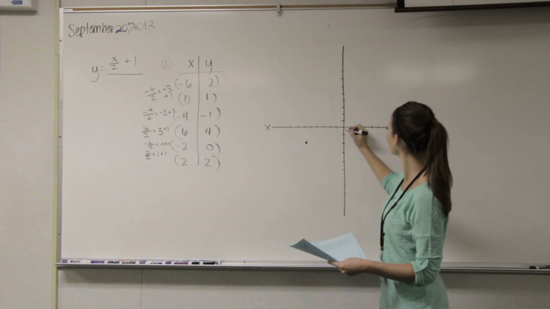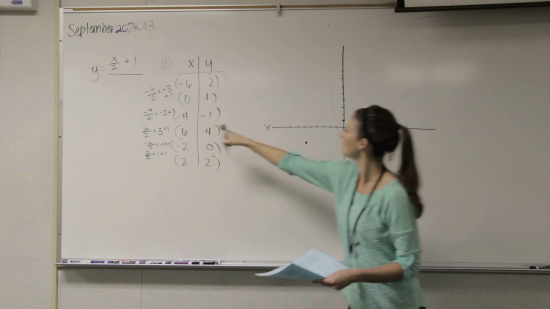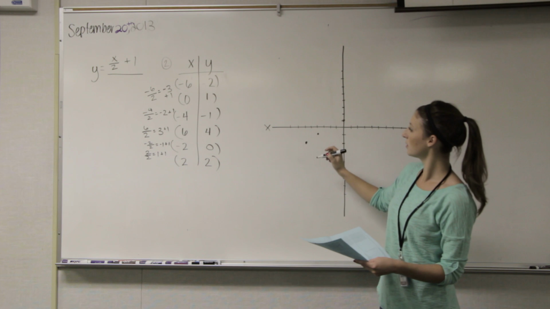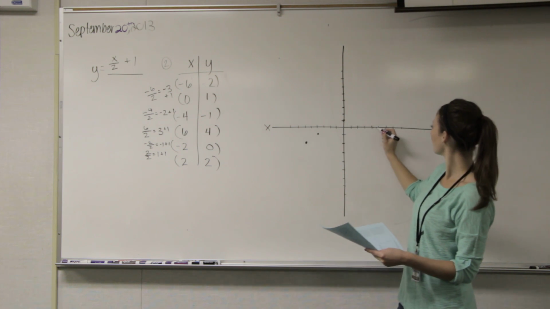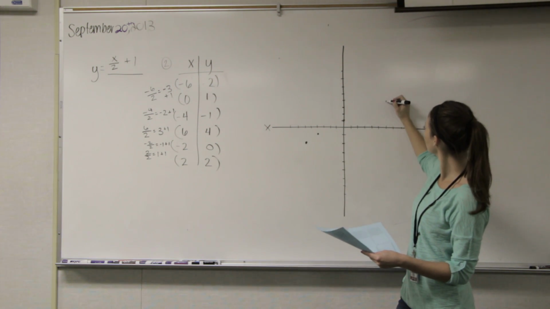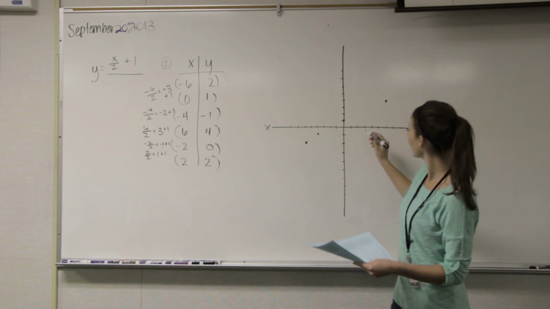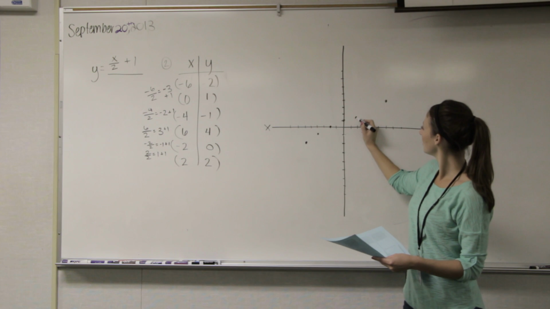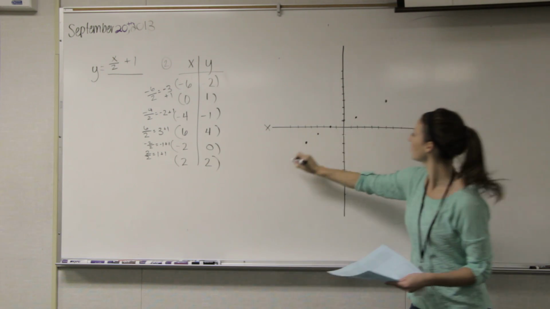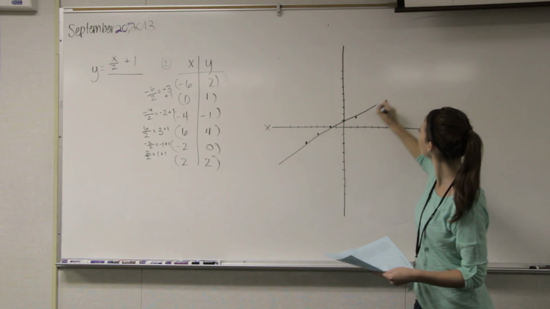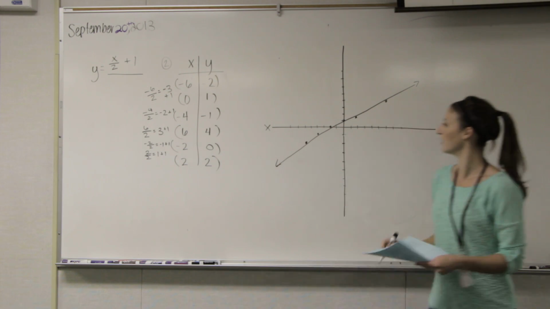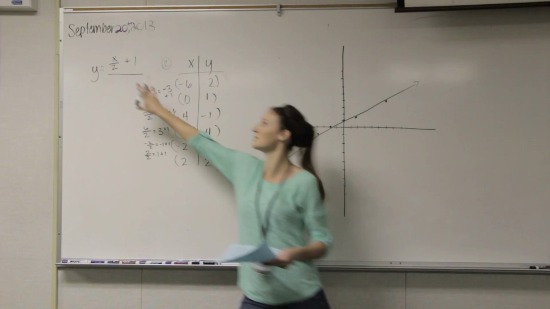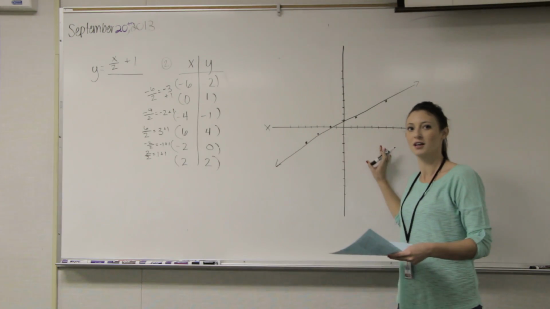0, 1: 0 on x, up 1 on y. -4, -1: 1, 2, 3, 4 left, down 1. 6, 4: 1, 2, 3, 4, 5, 6, up 4. -2, 0, and then 2, 2. And I can see, even though I drew it myself, for the most part, I have a line. So this is the function that represents the table, that represents the equation, that represents the graph. Have fun.